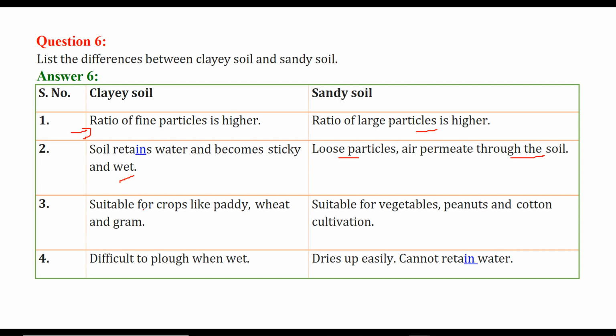In clay soils, this is suitable for crops like paddy, wheat and gram. In the sandy soil, it is suitable for vegetables, peanuts and cotton cultivation. In clay soil, it becomes very difficult to plow when it is wet, having water in it. But because it is a sandy soil, this dries up quite easily, because it cannot retain water.